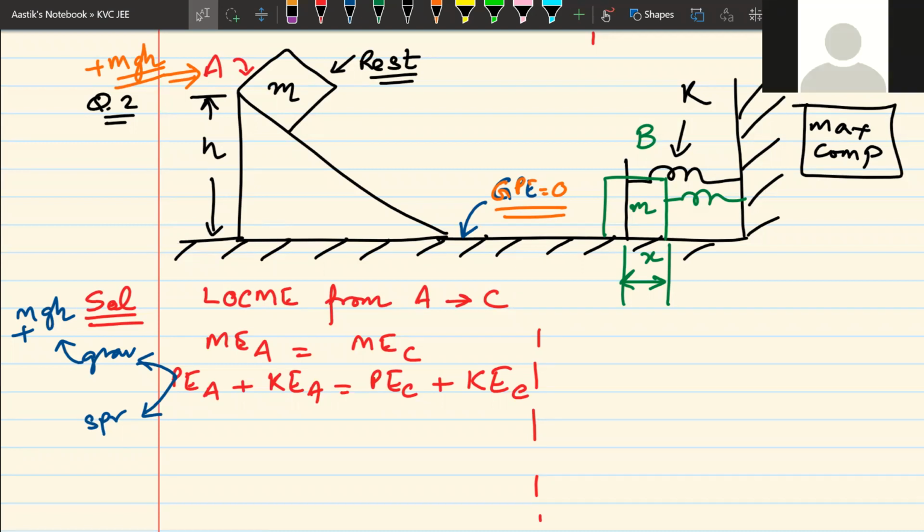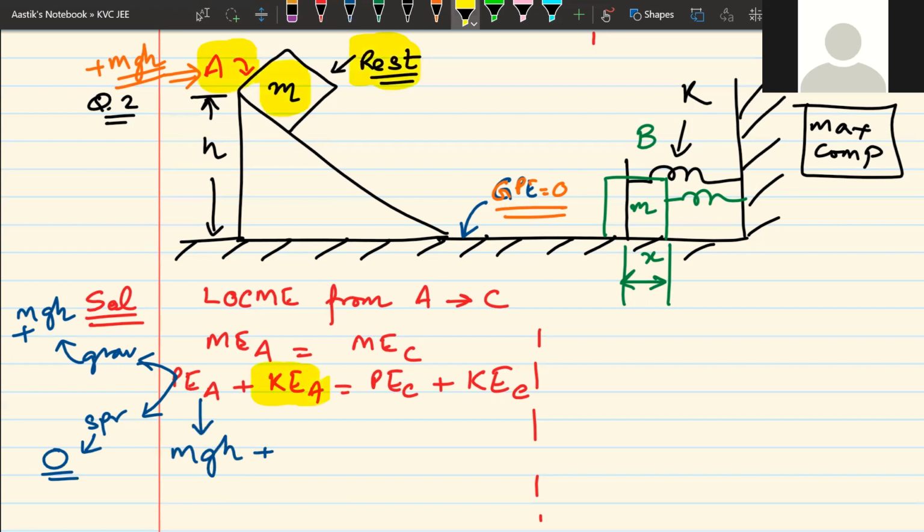So basically, what we were doing was finding the gravitational potential energy at point A, which is plus mgh. The spring potential energy will be equal to 0 because there is no spring here. So I'll just write mgh. What about kinetic energy at point A? Anyone? Kinetic energy at point A. At point A, it is at rest. Yes or no?